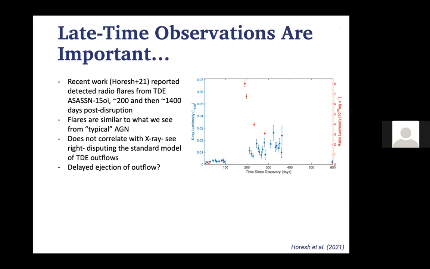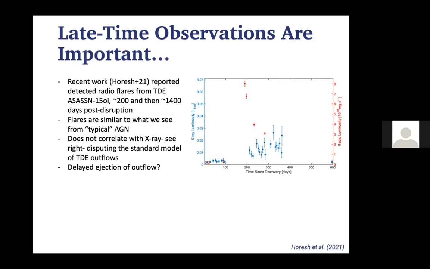We actually started having a few papers coming out on this. There was a recent paper that showed radio flares from a TDE that was radio quiet for the first several hundred days, and then you start having flares, hundreds or even 1400 days post disruption. Normally, because you have to justify your telescope time, if you don't see anything in the first 60 days or something, you're probably not going to keep looking at it. But the flares we're seeing are similar to what we see in AGN, and it does not correlate with the X-ray. So we now have questions.